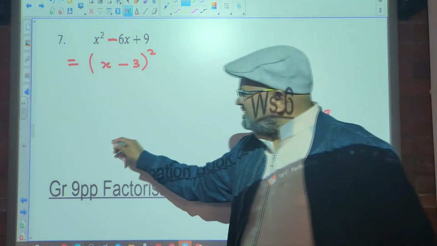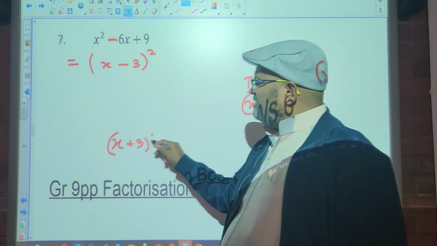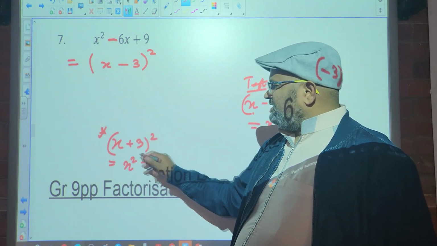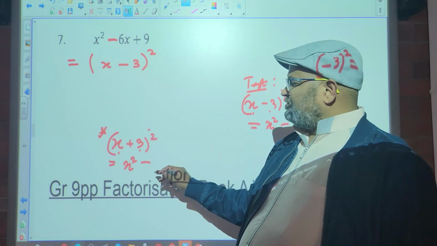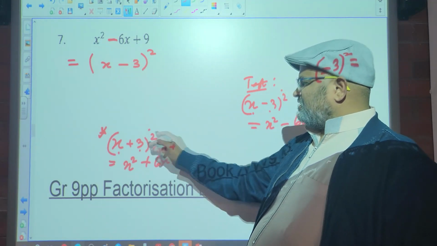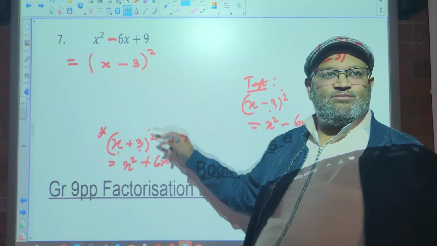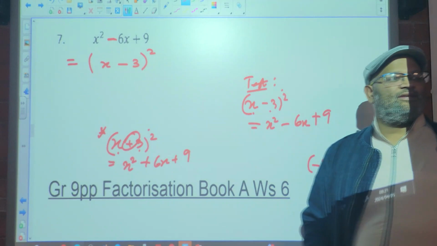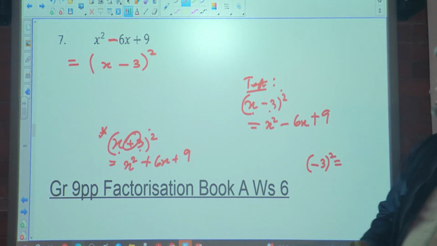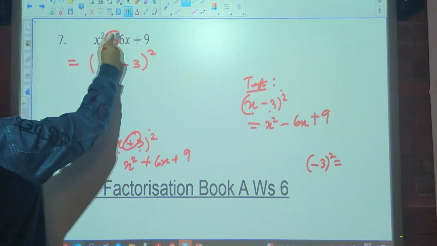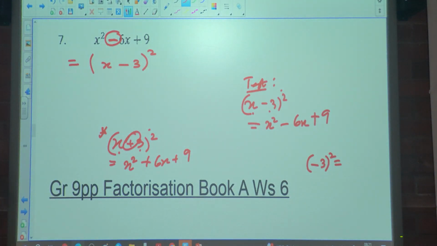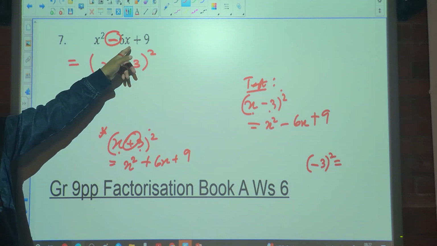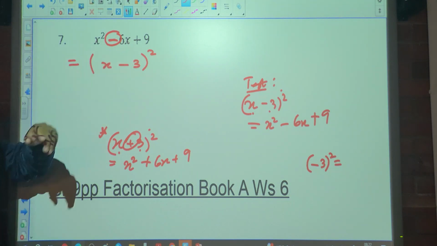For those of you who said plus and can't understand why you were wrong: the first term squared is going to give you x squared. x times 3 times 2 is positive 6x. Plus last term squared is 9. Can you see it's not the same? You guys understand? So therefore, it couldn't have been plus. So the rule is, we will take the sign of the middle term. This number must always be positive. If it's not positive, it can't factorize. You guys understand?